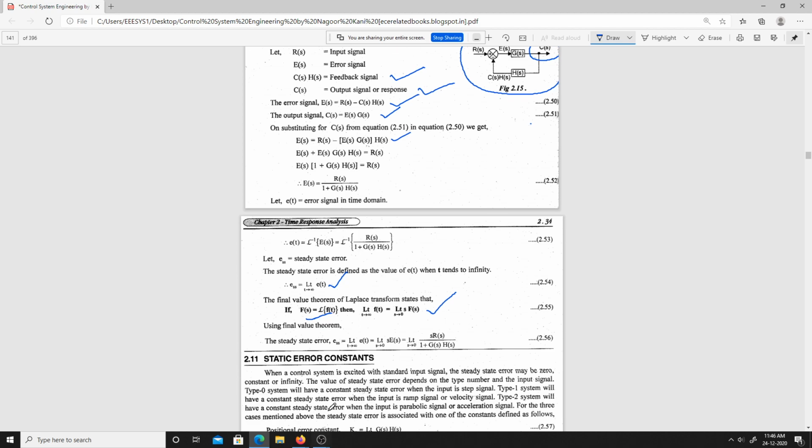Now using this final value theorem, what will be the steady state error? ESS will be limit t tends to infinity E of t, which will be nothing but limit s tends to 0 s into E of s. So finally, ESS will be limit s tends to 0 s into R of s by 1 plus G of s H of s. Is it clear?